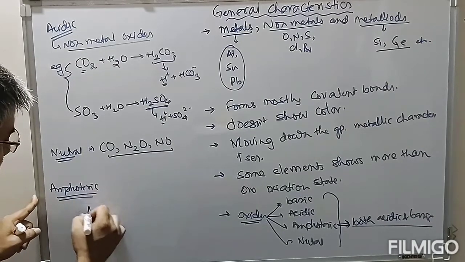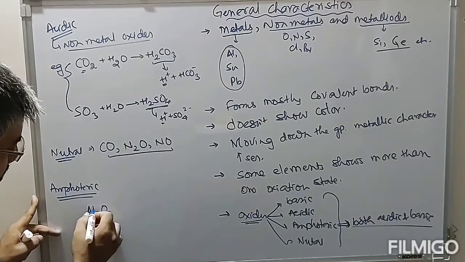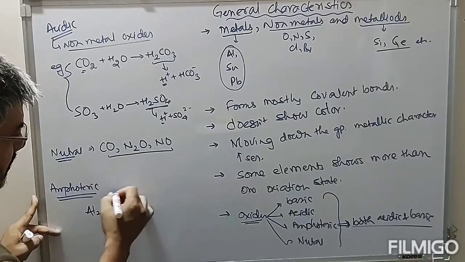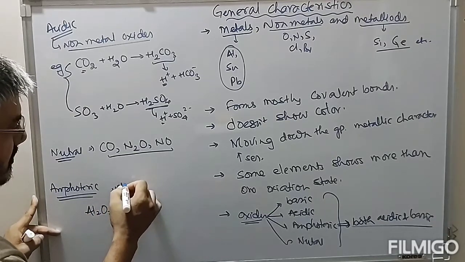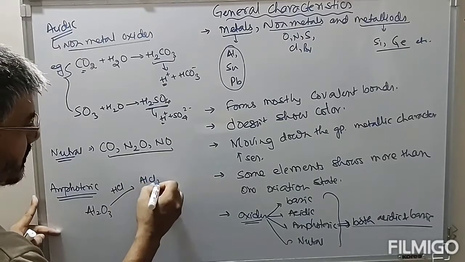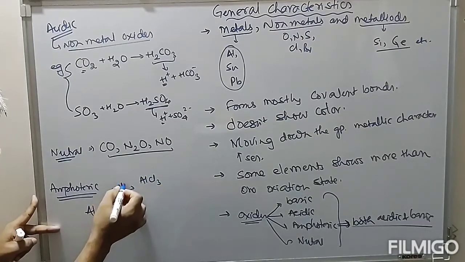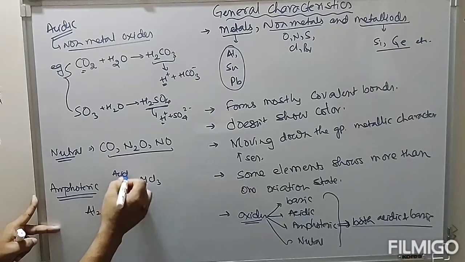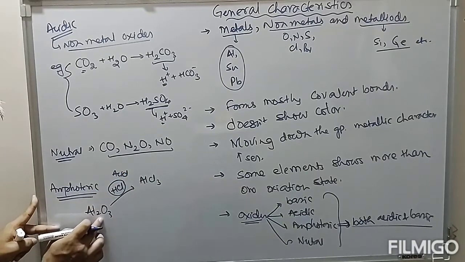So let me take this example. Al2O3. This is aluminum oxide. Now look at this. This aluminum oxide reacts with HCl and gives you AlCl3. Now this oxide is reacting with HCl. HCl is an acid, a strong acid. So if this reacts with acid, it means this compound should be acting as a base.